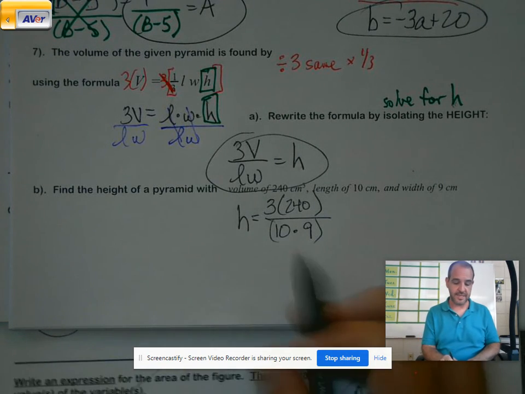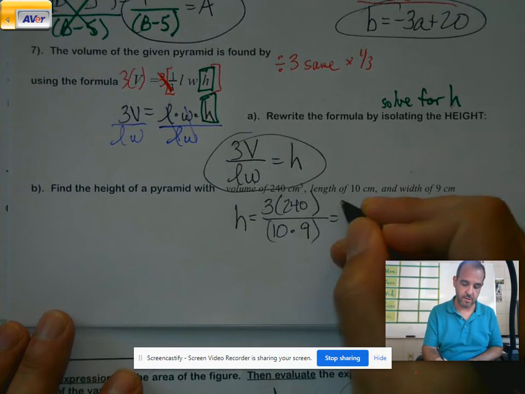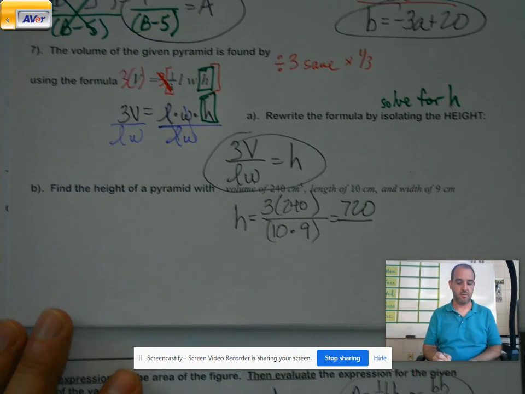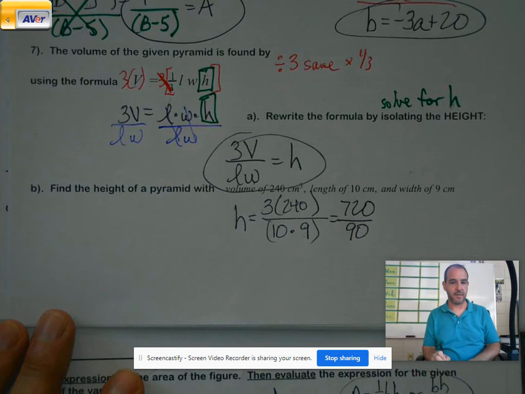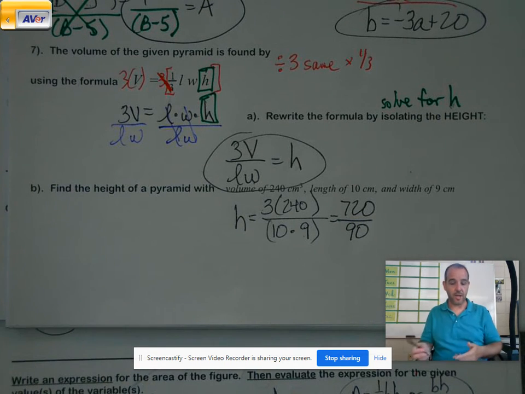So if I punch this into my calculator, 3 times 240, okay, that's going to be 720. If I type 10 times 9 into my calculator, that's 90. And then go ahead and divide.